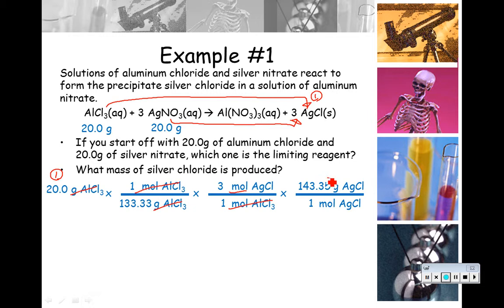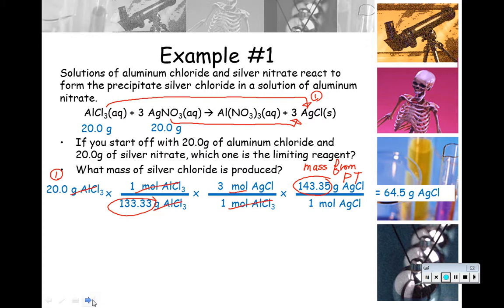Now, I want to highlight the fact that this and this both are your masses from the periodic table. So when I do the math, I should get 64.5 grams. That's my prediction. What that means is that if my aluminum chloride is my limiting reactant, I should get 64.5 grams of silver chloride. That's if. I don't know if it's the right prediction yet, because I have to do the next step as well.